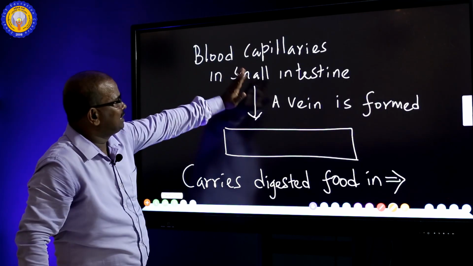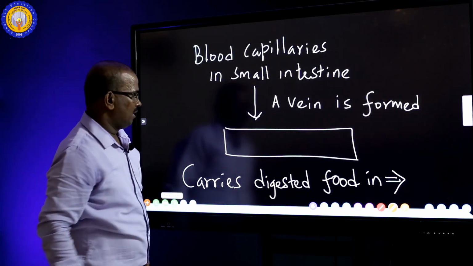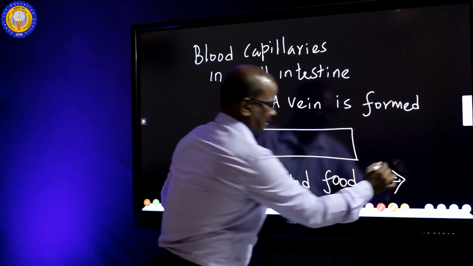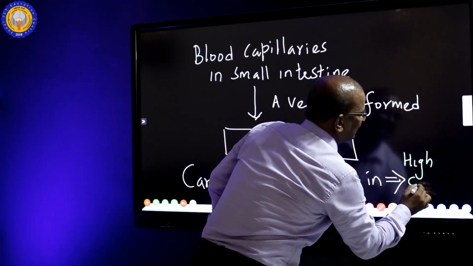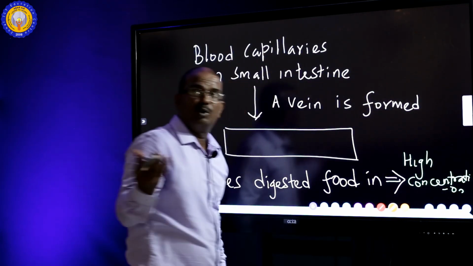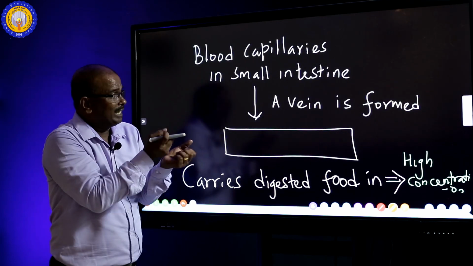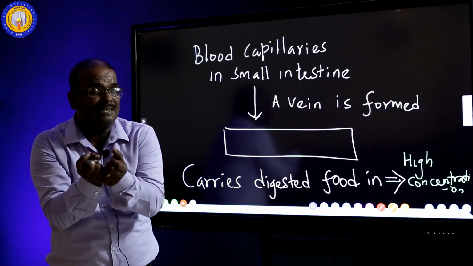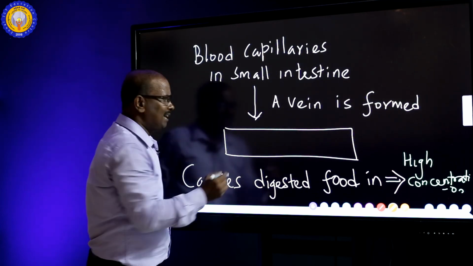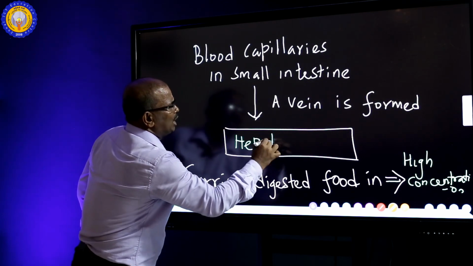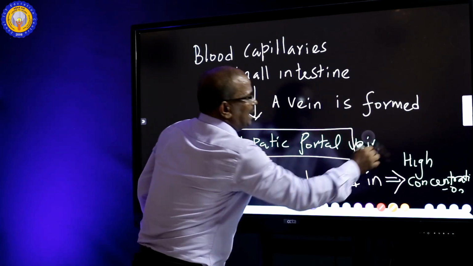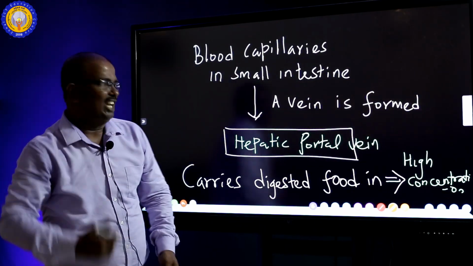Now from the blood capillaries in the small intestine, a vein is formed. A vein is formed that carries digested food in high concentration. From the small intestine, blood capillaries absorb the digested end products and, containing them in high concentration, form a blood vessel. What is the name for that blood vessel? That is the hepatic portal vein. This is the blood vessel joining the small intestine and the liver.